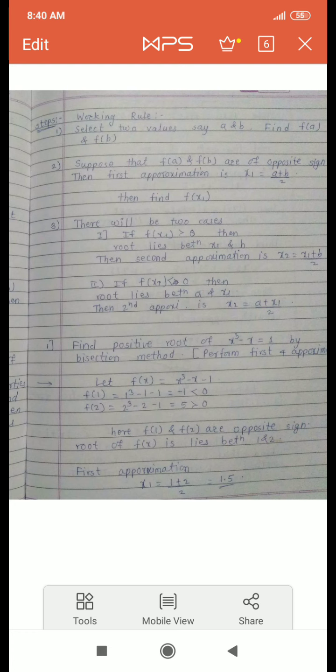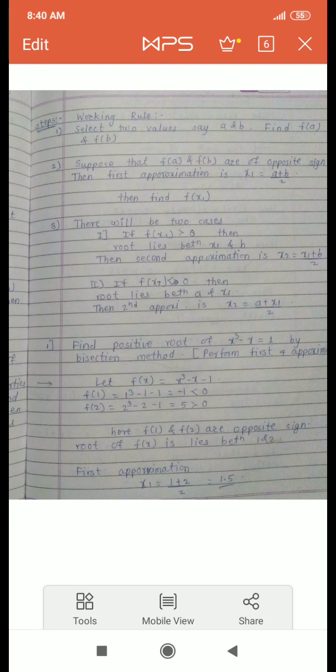After finding the values of a and b, just check that f of a and f of b are of opposite signs, because the interval should contain our root. Our first approximation towards the root is x1 is equal to a plus b by 2. Then find f of x1. Then there will be two cases.